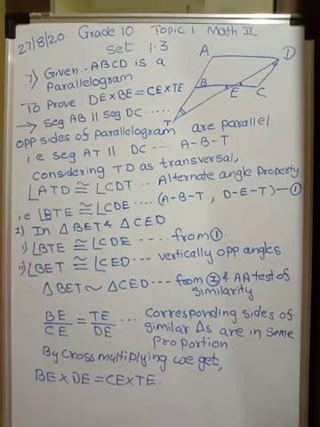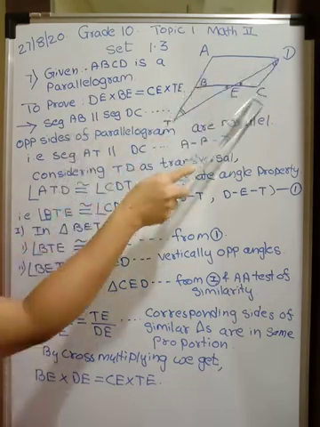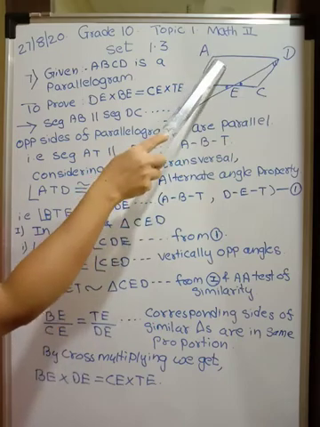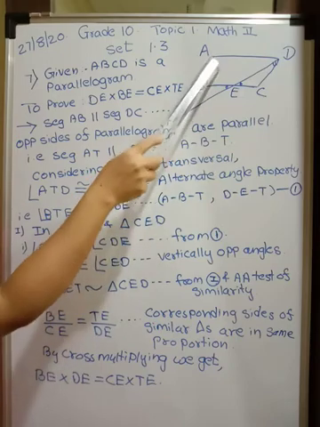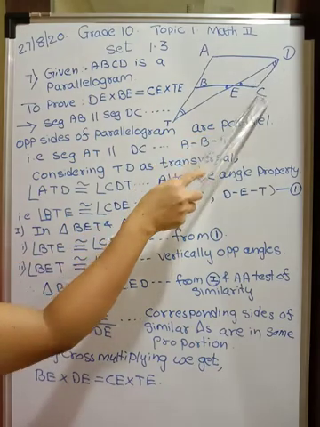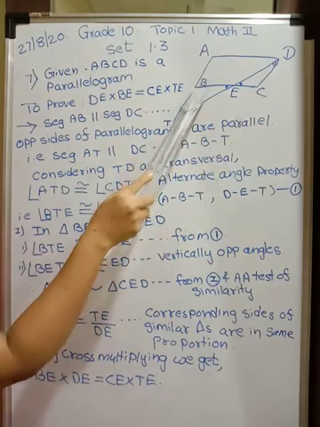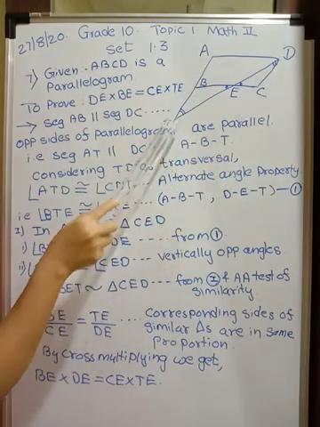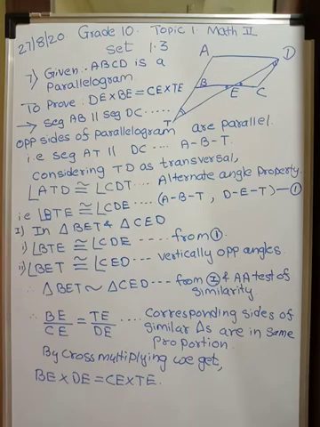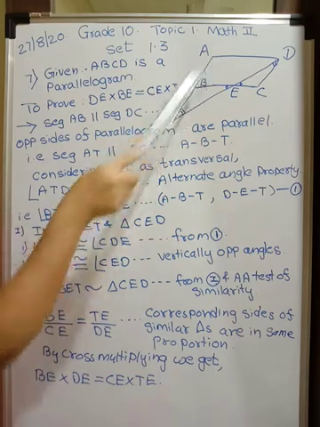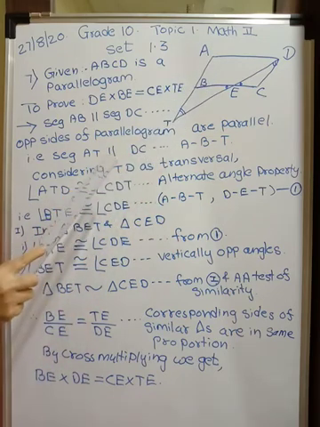Just now we have seen AB is parallel to DC, but AB can be extended as AT. So we can say AT is parallel to DC because A, B, T, these three points, are collinear, you can see. So AB is the same as AT. This line is just extended.